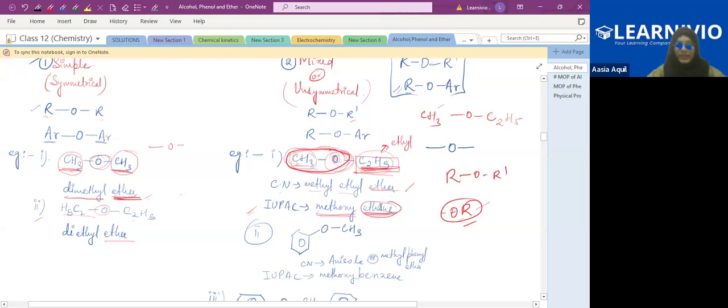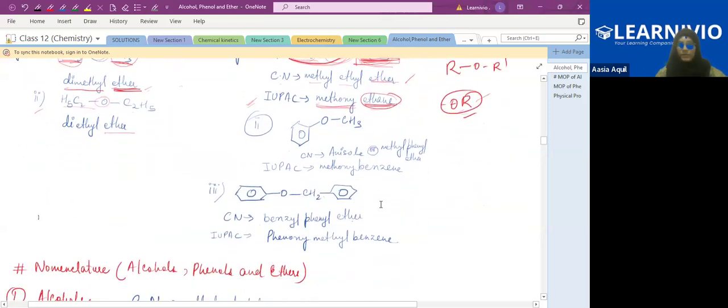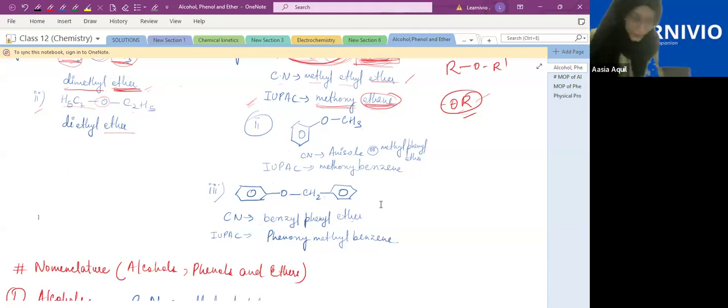Similarly, second example. See, just a second. Where's my pen? Just a second. Pen.